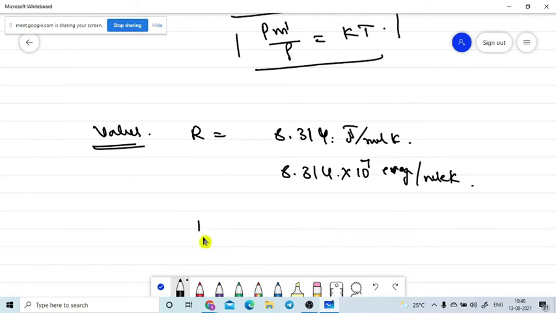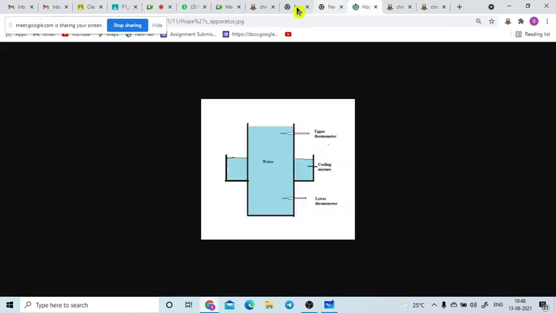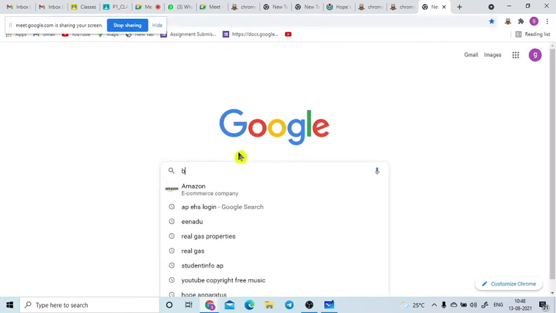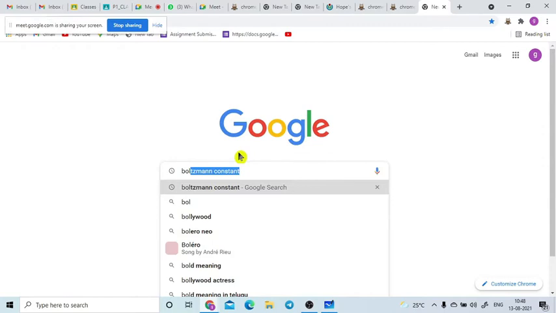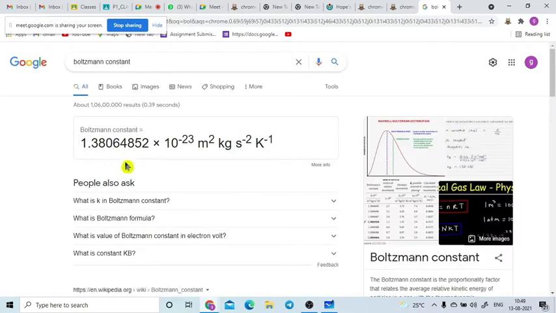Now if we go to the Boltzmann constant value K, let me bring this one from Google. Somewhere I searched this one, I forgot that one. Maybe 10 to the power of minus 23. I know the value, 10 to the power of minus 23. Boltzmann constant. Yes, 1.38 into 10 to the power of minus 23.